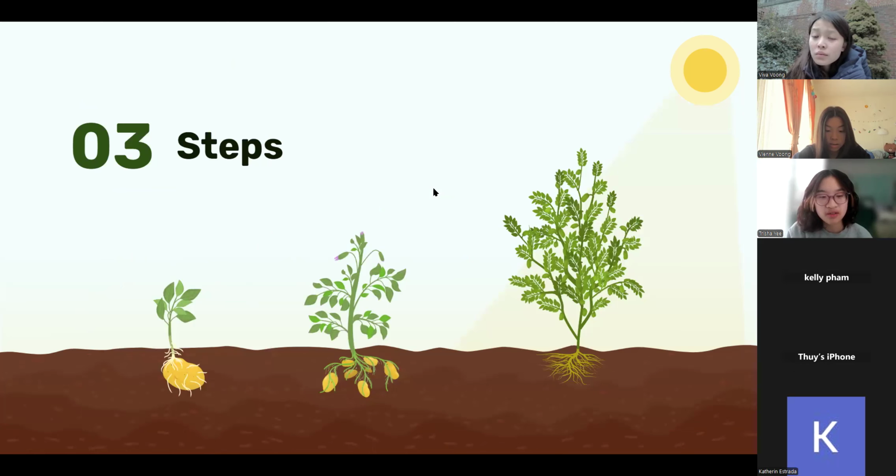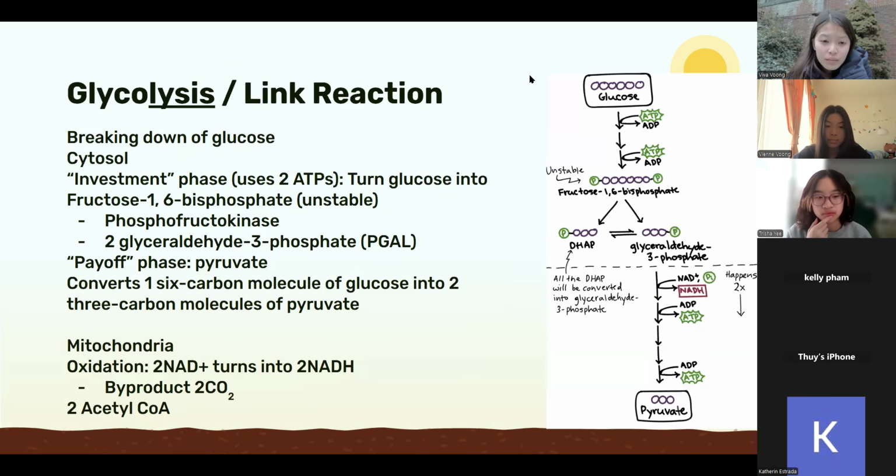And next is the steps of cellular respiration. Okay, so the first stage of cellular respiration is glycolysis. So glycolysis, it's broken down into two parts. The suffix lysis, we know that something is being broken down. And in this case, it's glucose, or glyco, which is where glycolysis comes from.